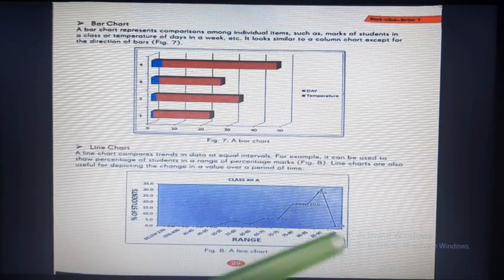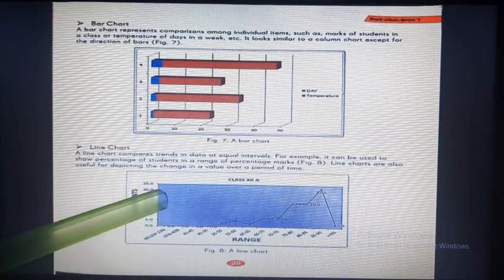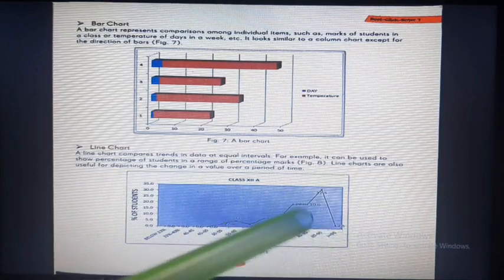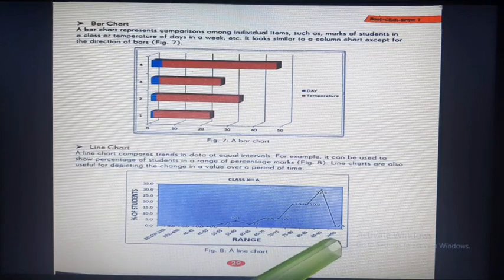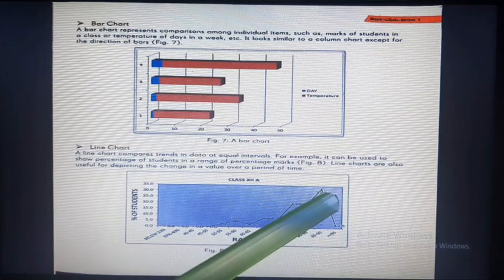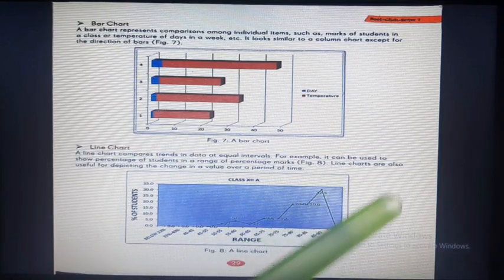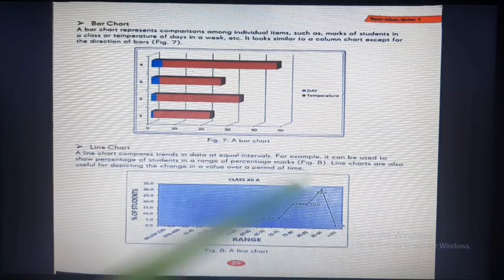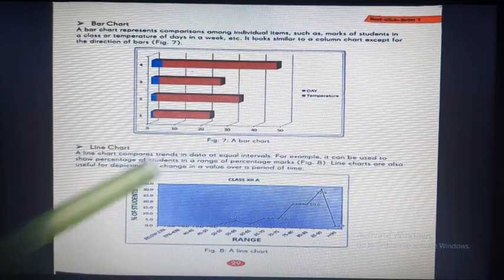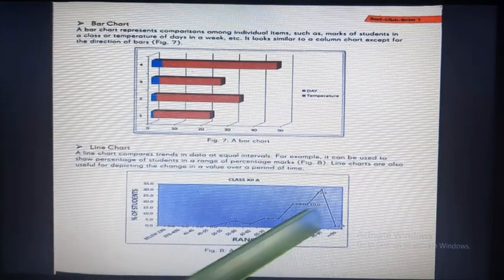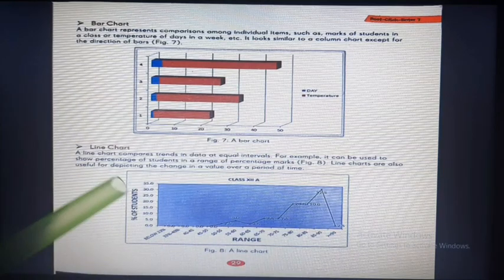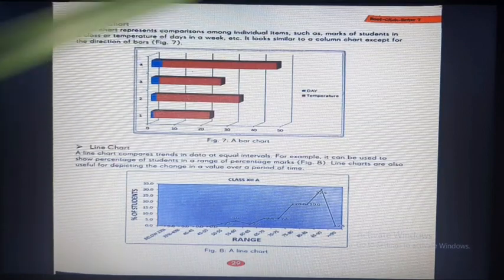85 to 90, around 32.5% of students score 85 to 90. Out of 100, 32.5%. Now this is given in percent, the number of students is given in percent, and the number of marks is also given in percentage.